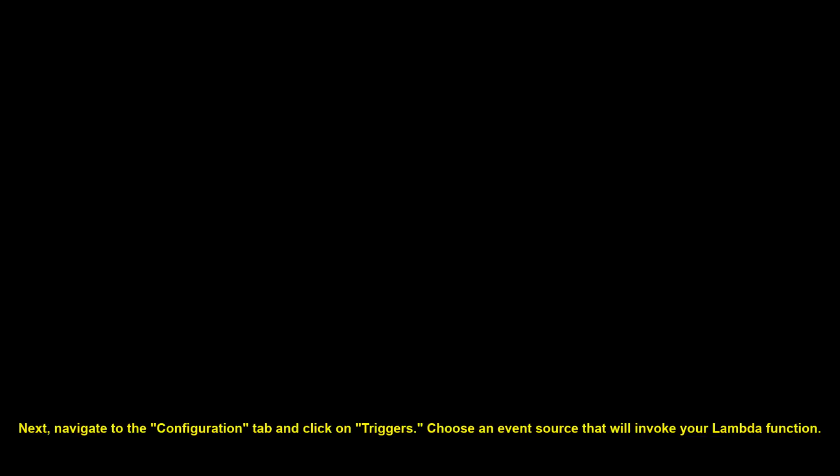Next, navigate to the Configuration tab and click on Triggers. Choose an event source that will invoke your Lambda function. Configure the trigger settings as required. After setting the trigger, return to the function code section.